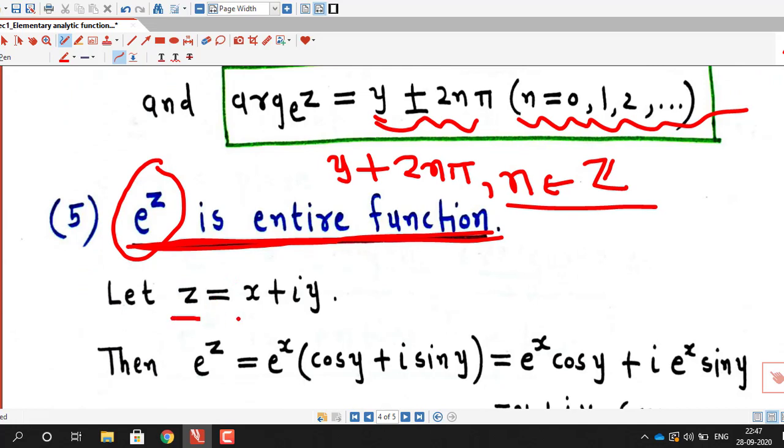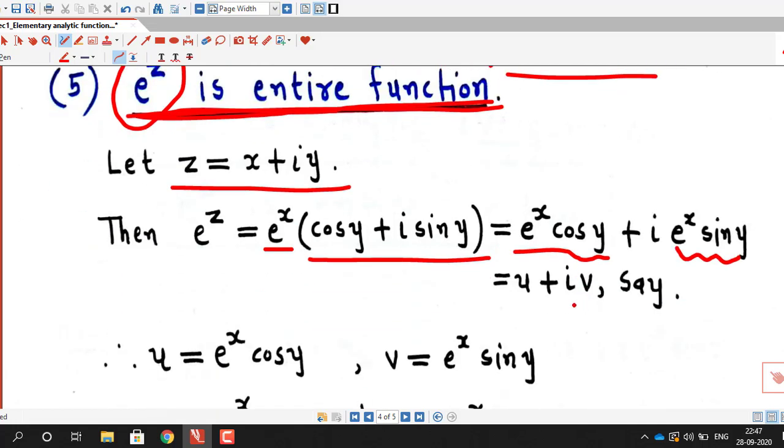So we start by taking z equal to x plus iy. Then by definition of exponential function, e raised to z is e raised to x into cos y plus I sin y. And if I multiply this bracket with e raised to x, I obtain e raised to x into cos y plus I times e raised to x into sin y. And suppose it is equal to u plus iv. So if you compare, you have u equal to e raised to x into cos y and v equal to e raised to x into sin y.